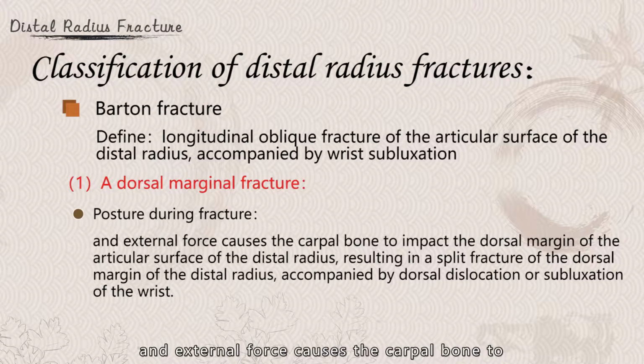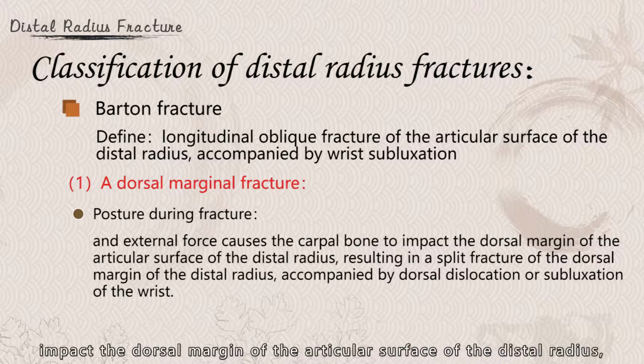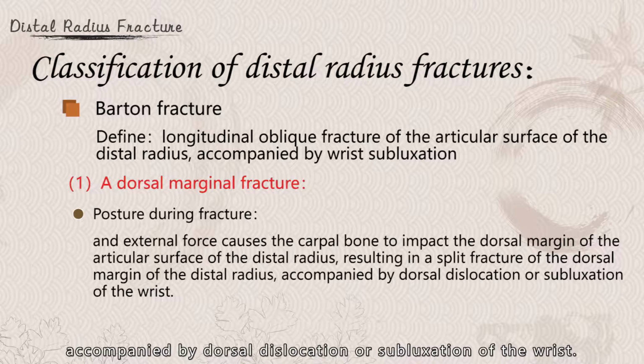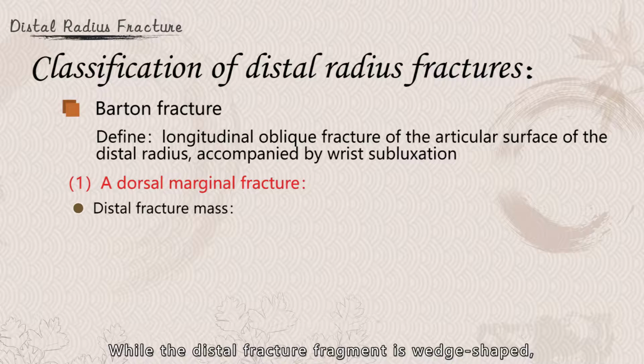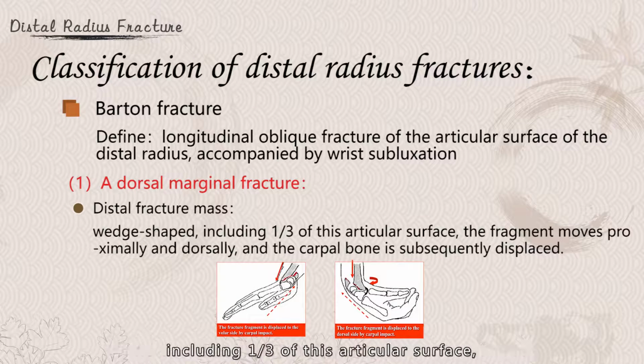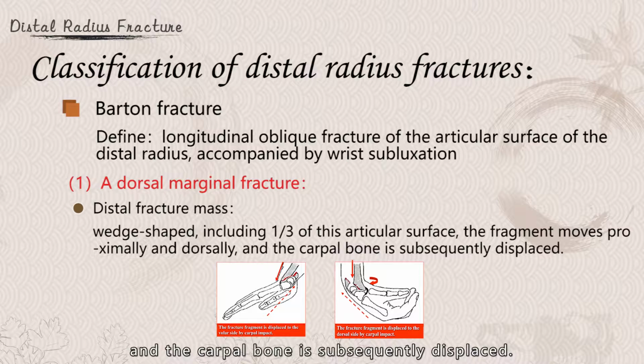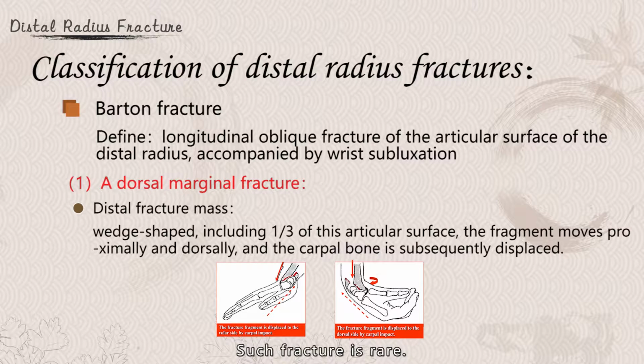An external force causes the carpal bone to impact the dorsal margin of the articular surface of the distal radius, resulting in a split fracture of the dorsal margin of the distal radius, accompanied by dorsal dislocation or subluxation of the wrist. While the distal fracture fragment is wedge-shaped, includes 1 to 3 of this articular surface, the fragment moves proximally and dorsally, and the carpal bone is subsequently displaced, as the fracture is shown.